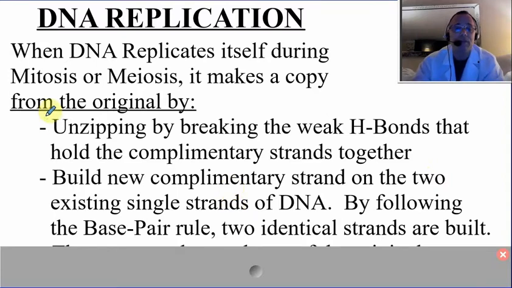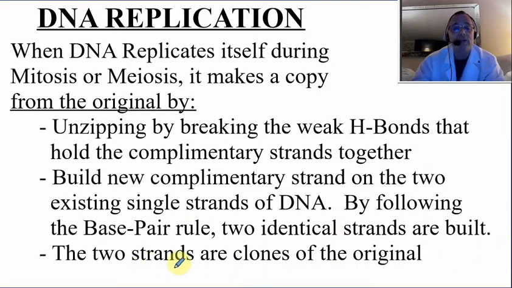So let me start this statement over again. Build new complementary strands on the two existing single strands of DNA. By following the base pairing rule, that Chargaff's rule, two identical strands are now built. And the two strands will be clones of the original.